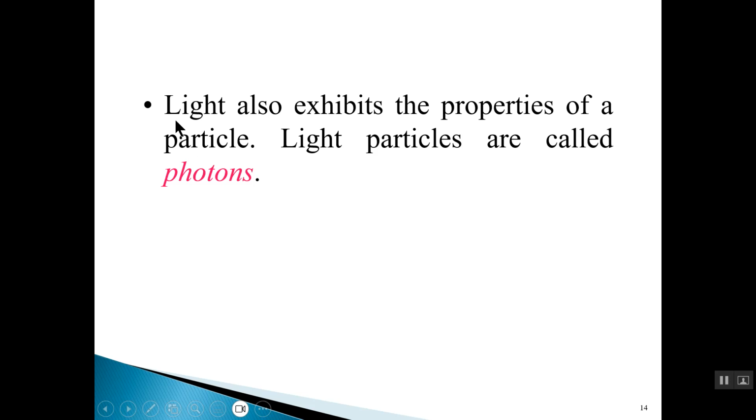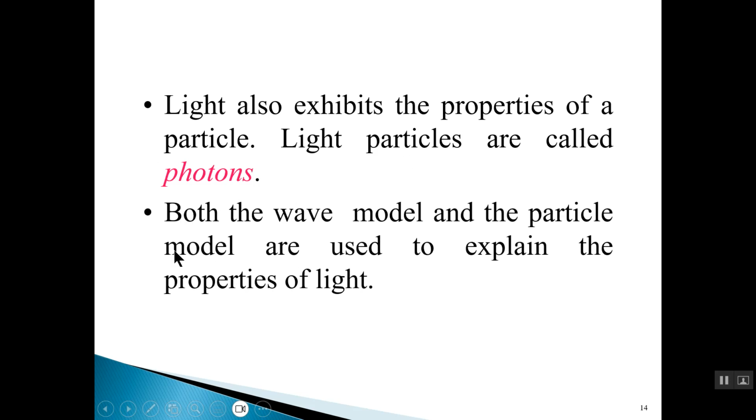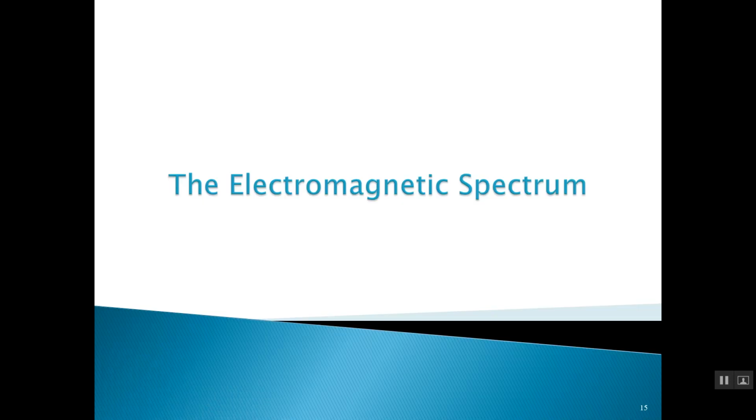Now, it turns out that radiation, such as the light that our eyes are sensitive to, also exhibits what we call properties of a particle, right? And these light particles are called photons, all right? So therefore, we have basically the wave model and the particle model that can be used to explain different properties of light. So the point here is that there are some properties that can be explained using the wave model. There are other properties that can be explained using the particle model. So we call this a wave-particle duality, which I think I'll make mention of shortly. All right. Now let's talk about the electromagnetic spectrum.